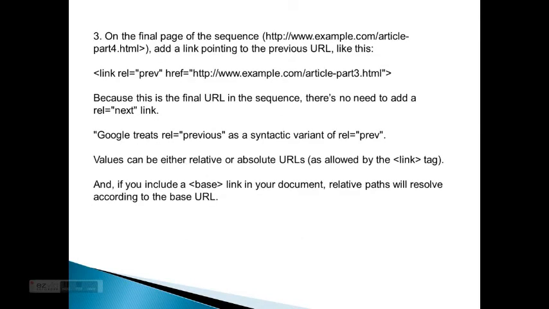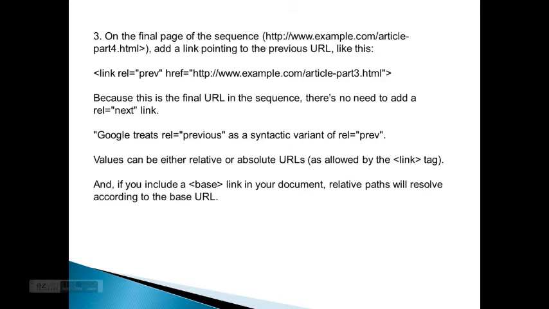On the final page of the sequence, article part 4, add a link pointing to the previous URL, like this, link rel=prev, and then reference the part 3 article. Because this is the final URL in the sequence, there's no need to add a rel next link.